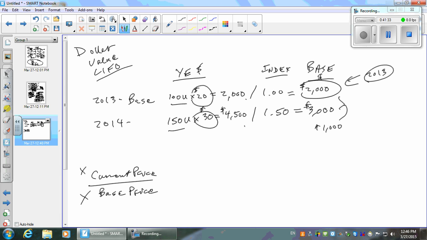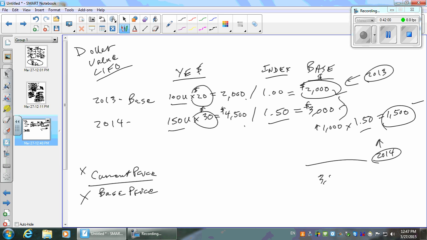So this is going to be my 2014 inventory, but I didn't buy it in 2013, right? When did I buy it? Yeah, so how much do I need to inflate it by? 1.5. We divided by the index, now we take it times the index. How much is that? 1,500. What's my total inventory? 2,000 plus 1,500, what is it? 3,500. Got it? It's not bad, is it?